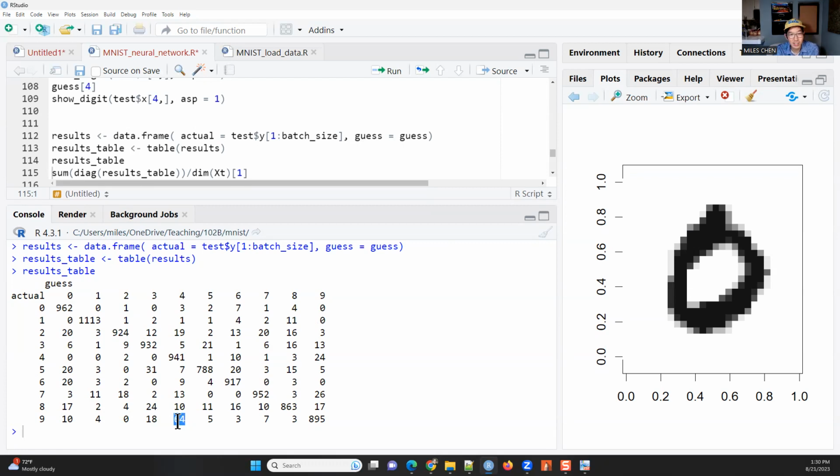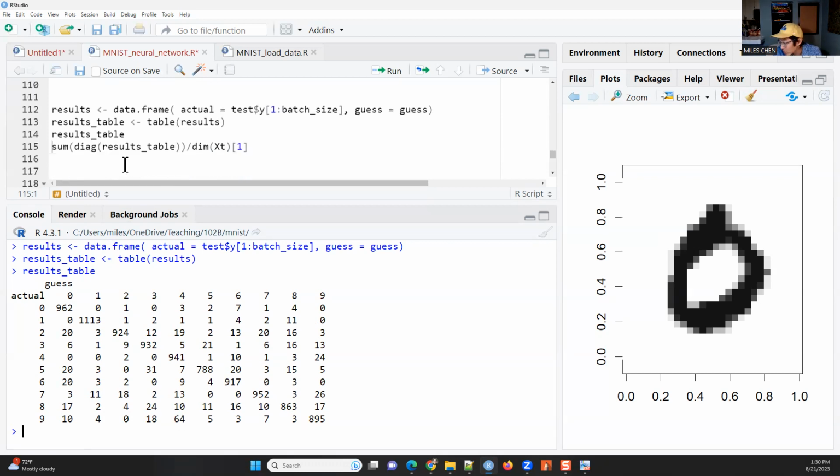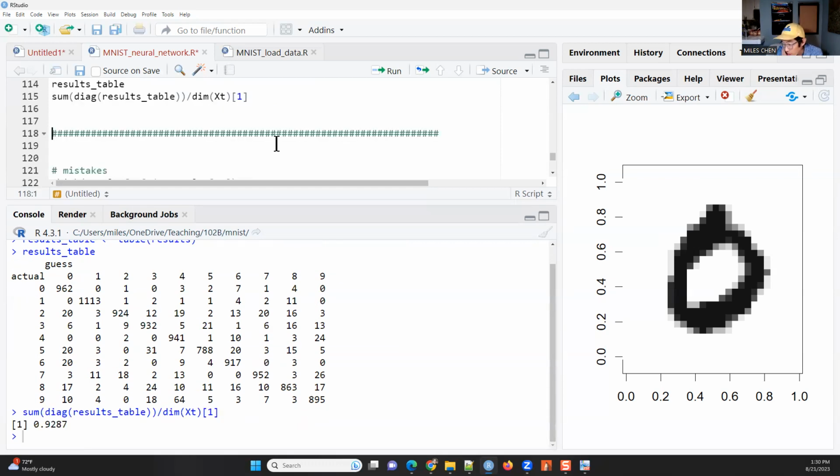And we can kind of understand that, right? The number 9, when you handwrite it, can look like the number 4. So we can kind of understand that kind of mistake. And so we can just look at the diagonal and see, all right, how often were we correct? And we got around 93% accuracy, 0.9287.